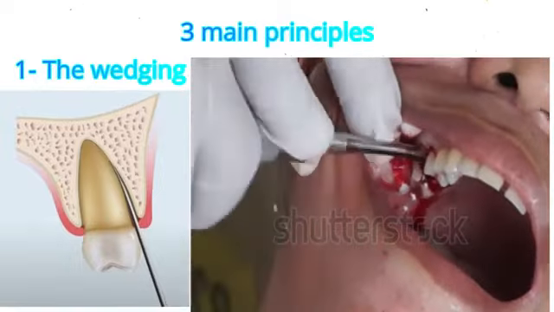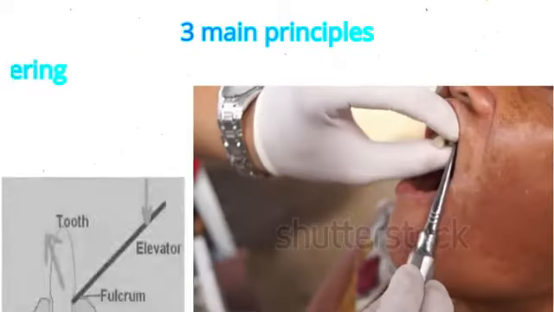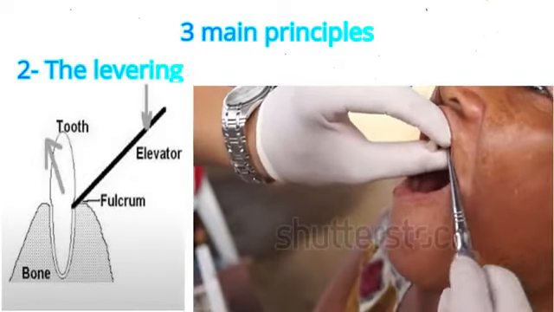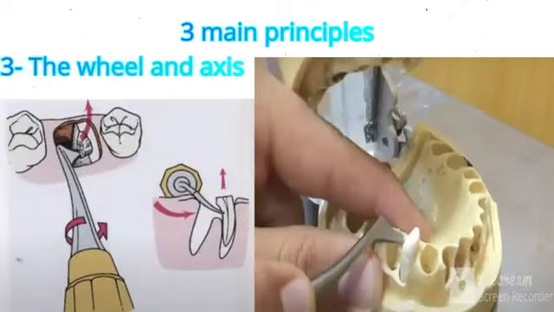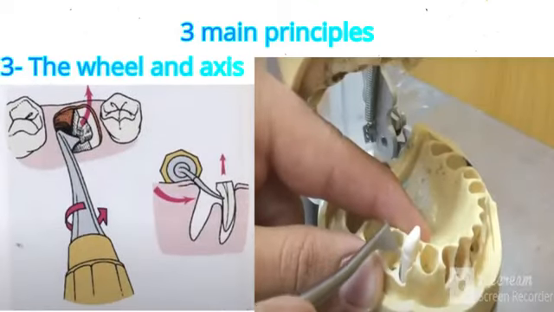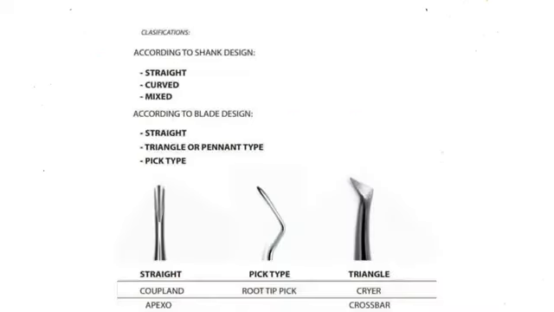There are three main principles that elevators depend upon: the wedging, the levering, and the wheel and axis. The shape of blade differs for each elevator type, and each is used as the need dictates.